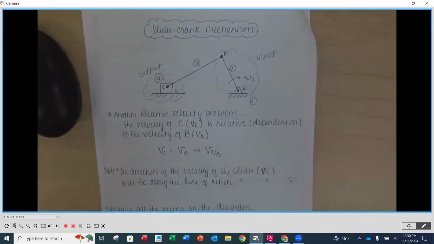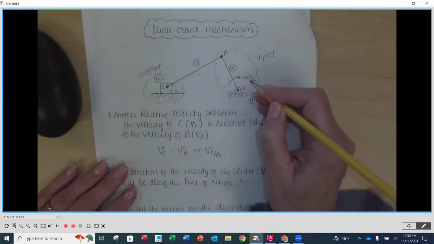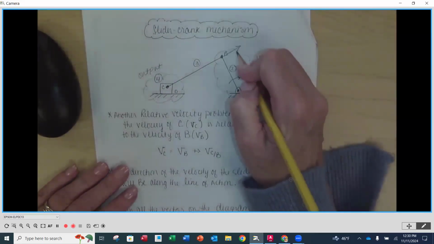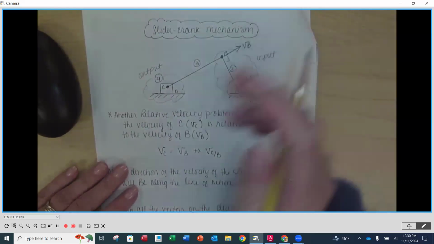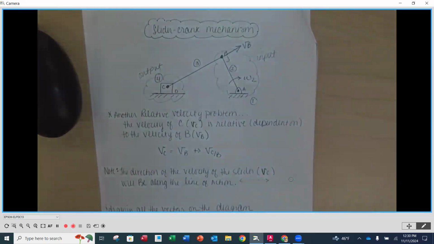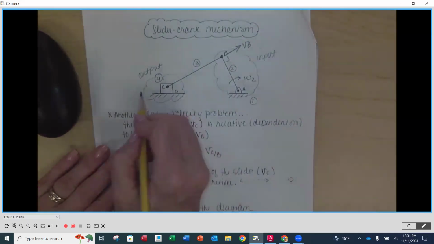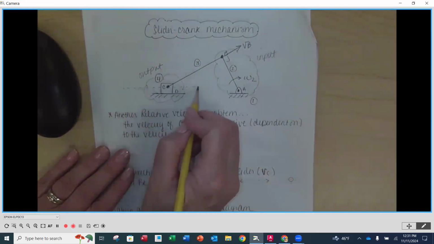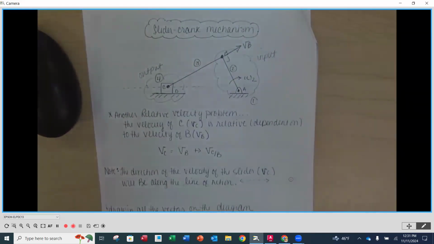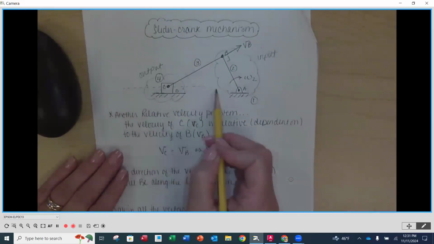You should be showing a vector perpendicular to link number 2 going in the direction of rotation. So since our direction of rotation is going clockwise, our straight line velocity B component is going to be perpendicular to that link going up and to the right. Now, let's look at velocity of C. C is our output, okay? C is a slider. This slider can only move in a straight line direction. And in this case, it's going to be horizontal. So it can only move along this line.